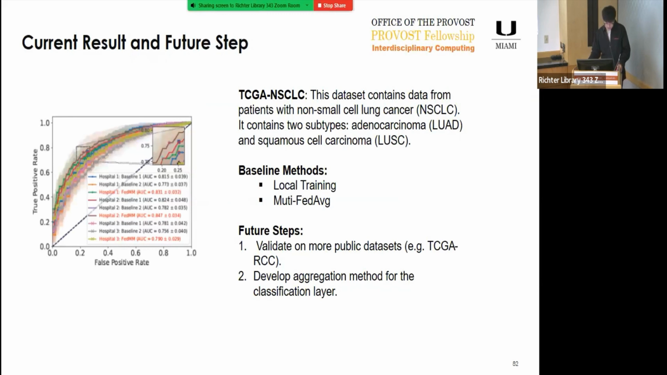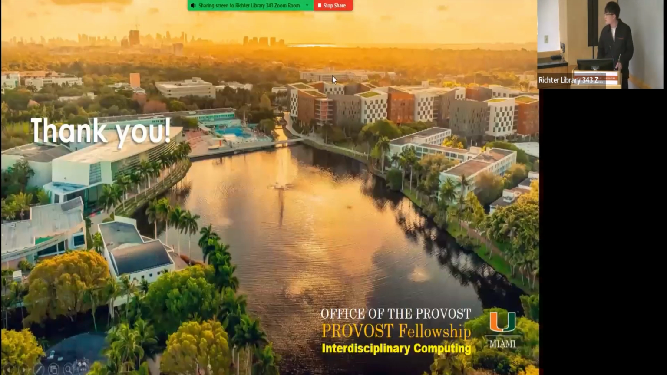For the last page, we show some current results and the future steps for this project. We have done some experiments on the TCGA NSCLC data set. We compared our method with two baseline methods: each hospital individually training their model, and the method where they just directly average the local models. For the future steps, we're going to validate on more public data sets like the TCGA RCC data set. In our current framework, we only build an aggregation step for the feature extractor layer, but for the next step, we want to develop an aggregation method for the classification layer. So that's all. Thank you so much.